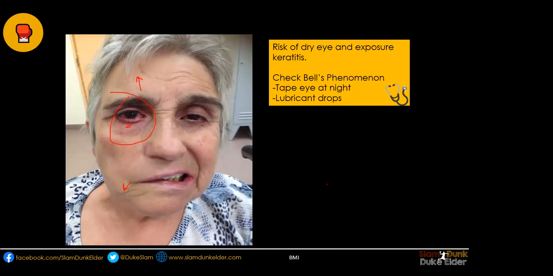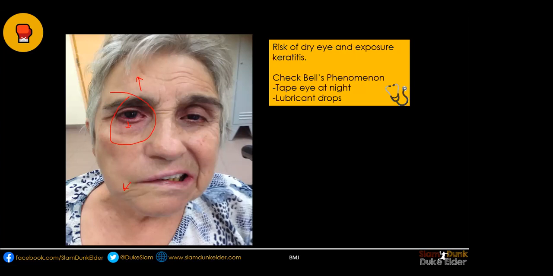So one thing you need to do when they come to clinic is check their Bell's phenomenon. So what you'll do is you'll ask them to close their eye. Obviously they'll have problems doing that, and you'll watch to see if their eye rolls upwards. If their eye rolls up and their cornea is covered, you know that they'll be safe to sleep at night without risk of their cornea drying out, because their cornea will be rolled up and protected.